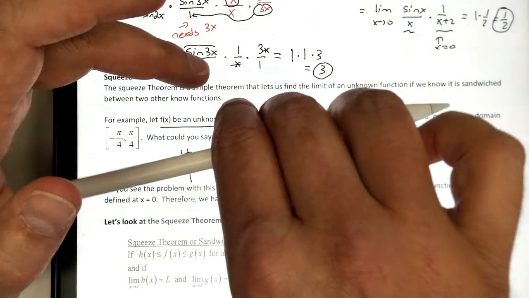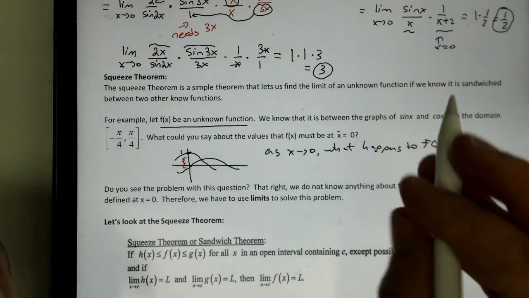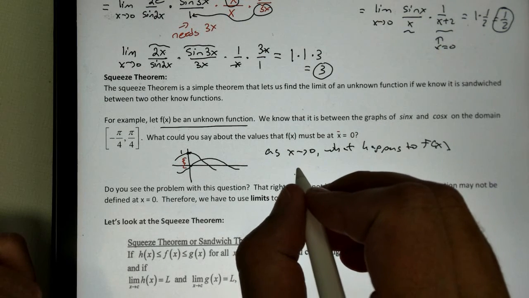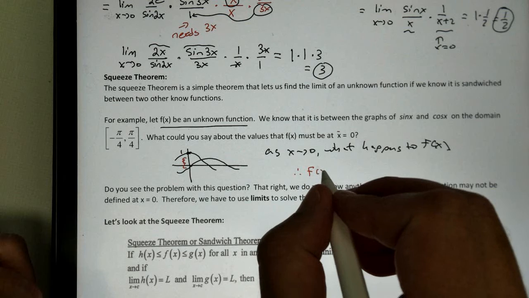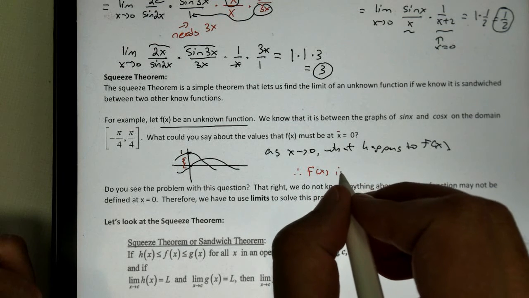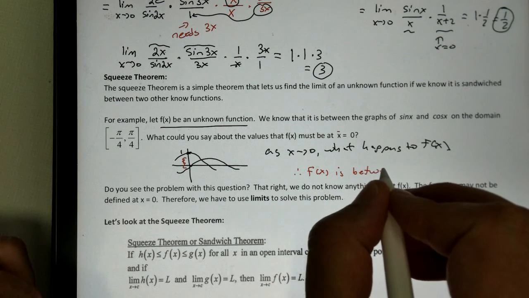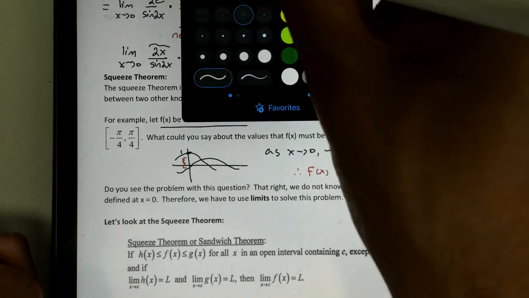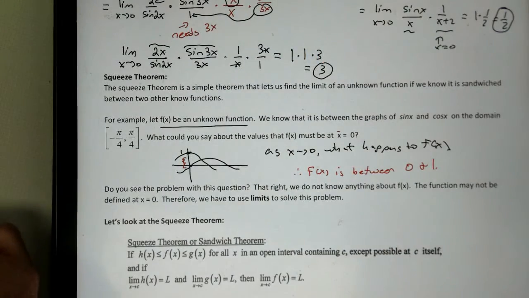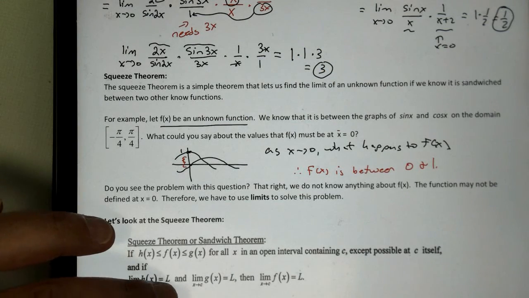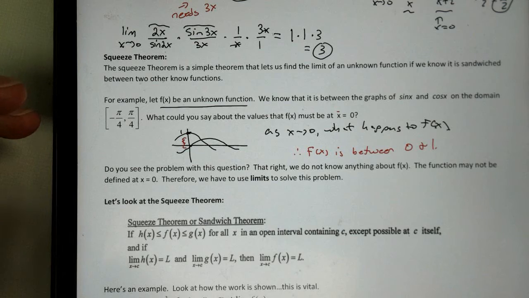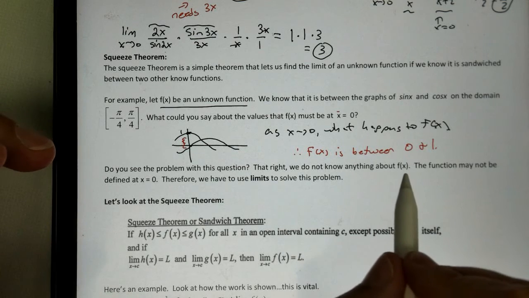Sometimes we call it the squeeze theorem or the between theorem, or sandwich theorem if you're hungry. So we can say, therefore, f of x is between 0 and 1. And that's what the squeeze theorem tells us. And it's really pretty easy to figure out. Now, there is kind of a problem here. We don't know anything about the function.